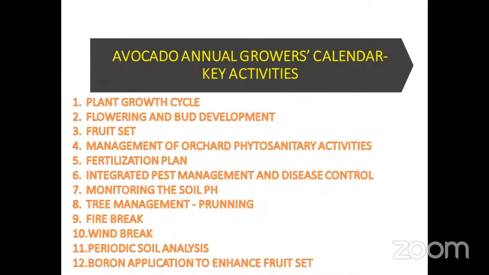And the need to have a grower's calendar, an annual calendar, that gives a cycle of what you do January up to December, month on month: the monitoring of flowering period, bud development, fruit set, the management of phytosanitary activities within your farm so that you don't bring in disease, fertilization plan, integrated pest management, pruning, windbreak, fire break, and periodic soil analysis.